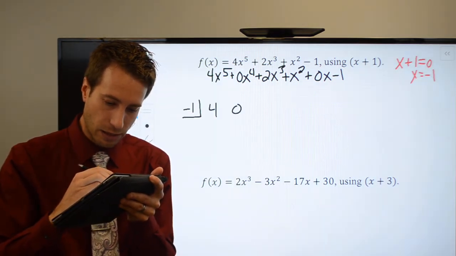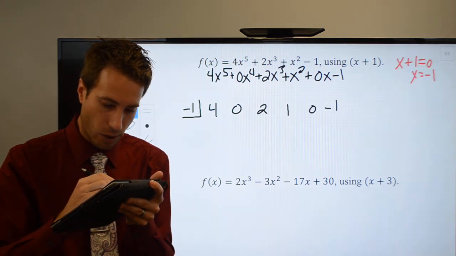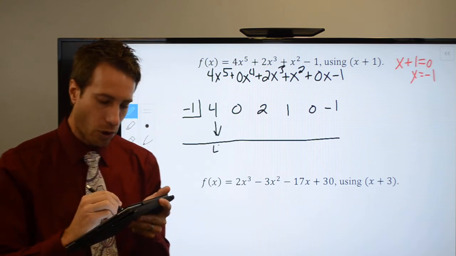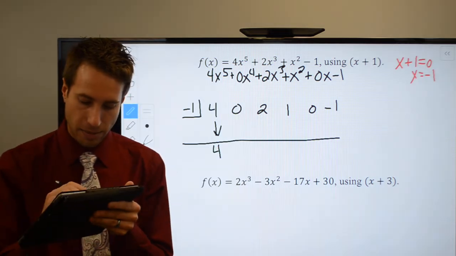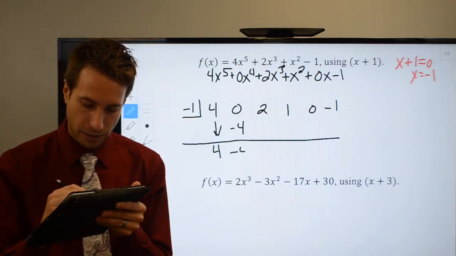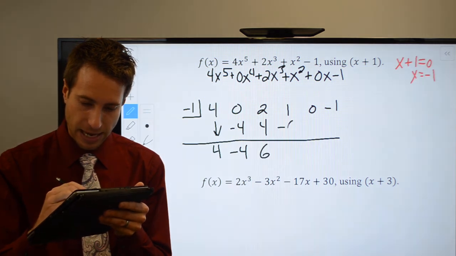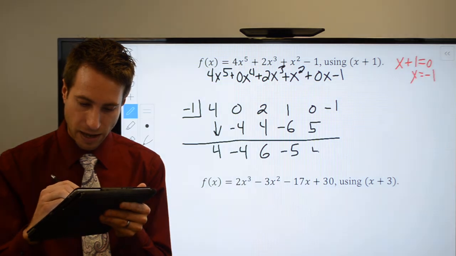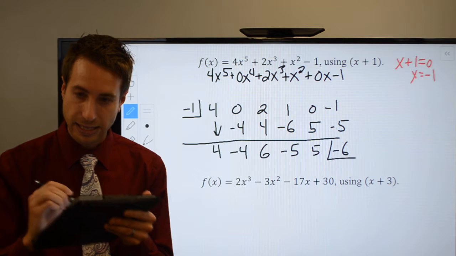4, 0, 2, 1, 0, negative 1. And here we go. All right, I bring down the 4, and then it's multiply, add until I run out of numbers. Negative 1 times 4, it's going to be a minus 4. Add them up, minus 4. That's going to give me a positive 4. 4, 5, 6. That's going to be a negative 6. That gives me a minus 5. It's going to be a positive 5. 5. That's going to be a negative 5, which means I wind up with a minus 6.